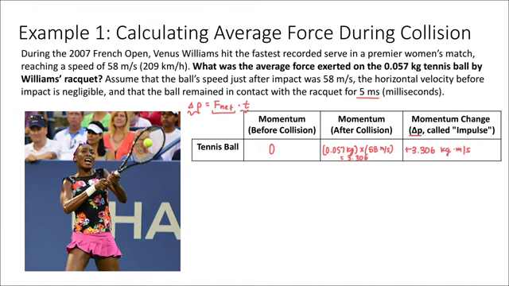So now that I've solved for delta P, I'll rearrange my expression here, my impulse expression, looking for the net force. I'll divide both sides by delta T here. That'll be delta P over delta T. In other words, the change in momentum over the impact time, the collision time. That will be equal to 3.306 kilogram times meter per second divided by 5 milliseconds.